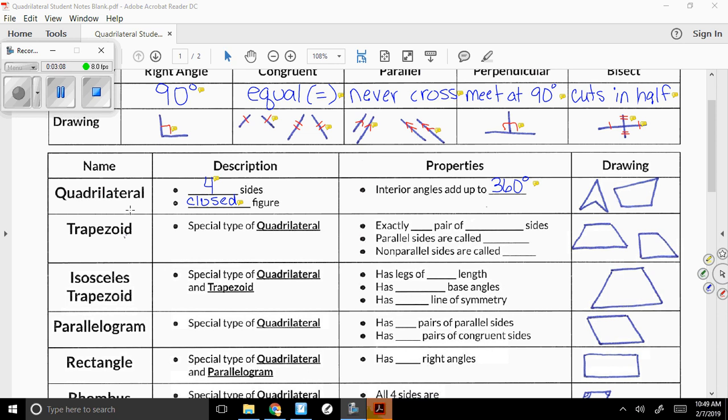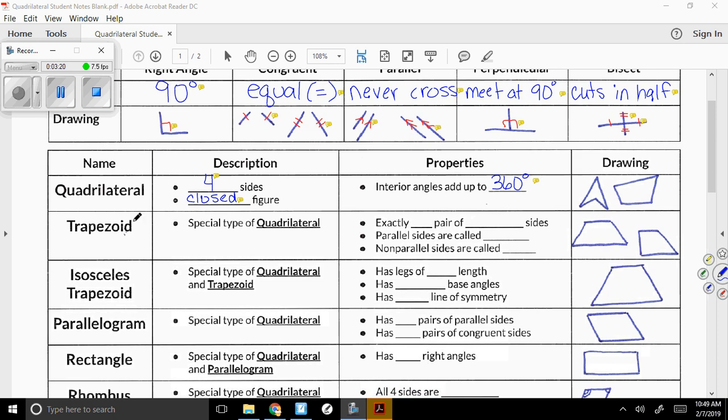And I have two drawings of quadrilaterals. So sometimes they look weird and sometimes they look like shapes we've seen before. But if it's got four sides and it is closed, it is called a quadrilateral. Let's talk about trapezoids now. So trapezoids are a special type of quadrilateral. They have exactly one pair of parallel sides.